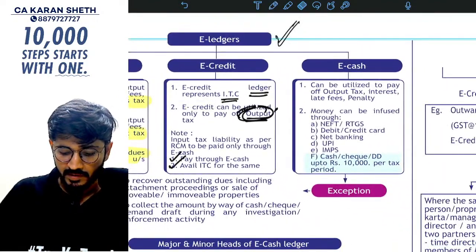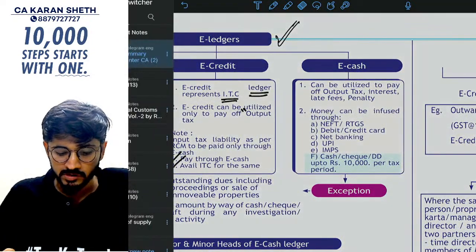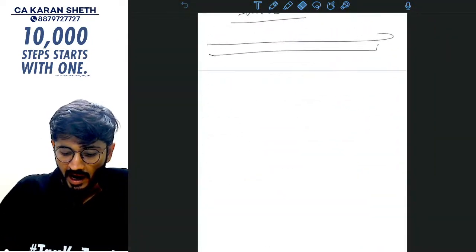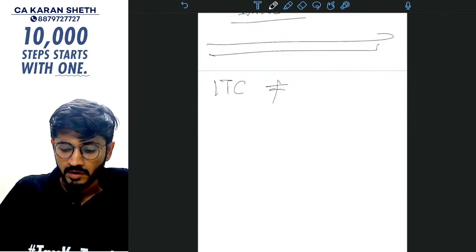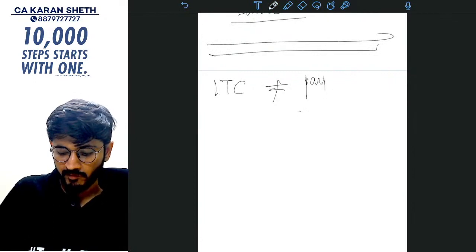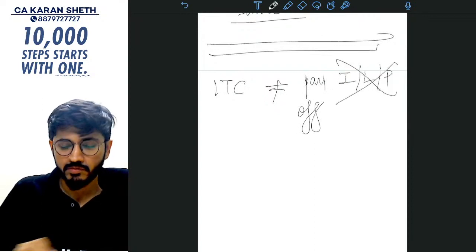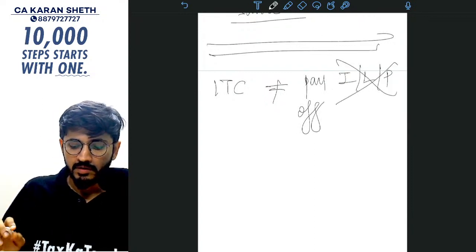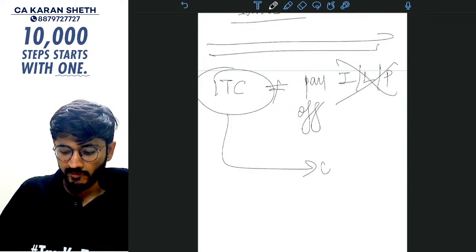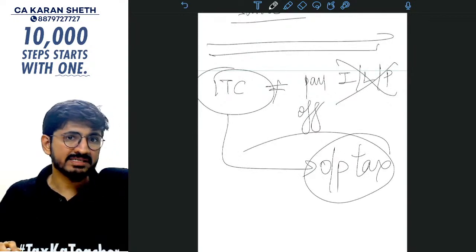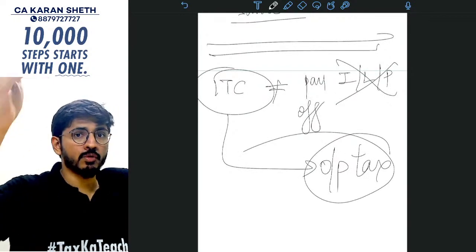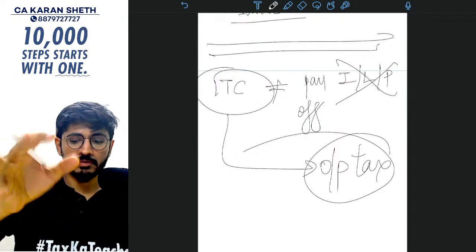One more thing to add: ITC again cannot be used to pay off interest, late fee, penalty. Not happening. You can only use it to pay off output tax. So in case there is an MCQ, you know what to write, guys.